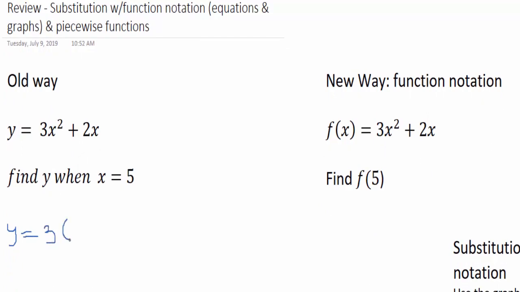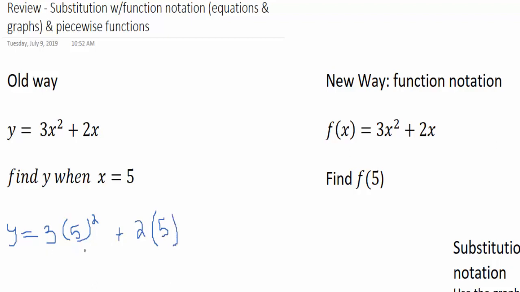times 5 squared, and only what we're substituting in goes in the parentheses. So the square is on the outside of the 5. That means only the 5 is squared, plus 2, and we also have to plug in or substitute that 5 the second time we see x. Every time we see x, we replace it with 5.